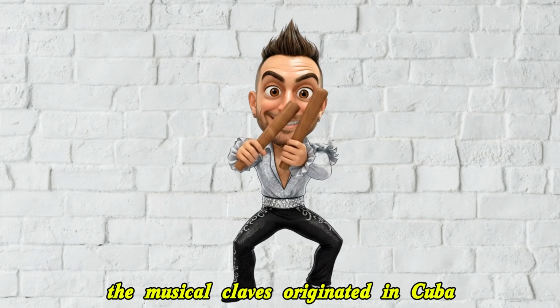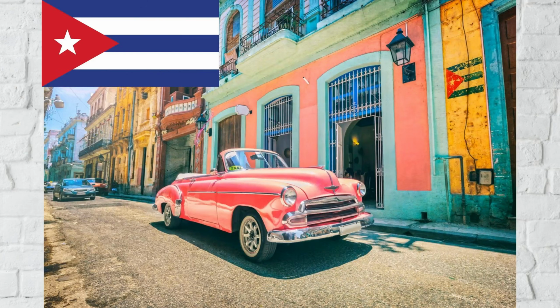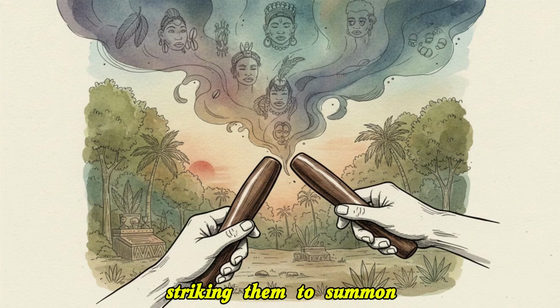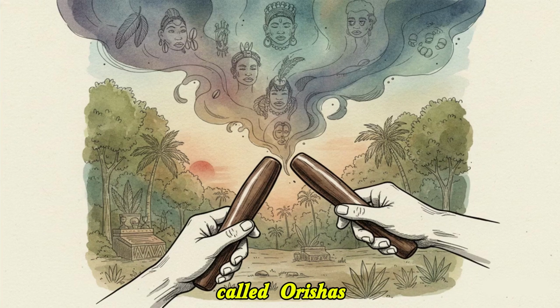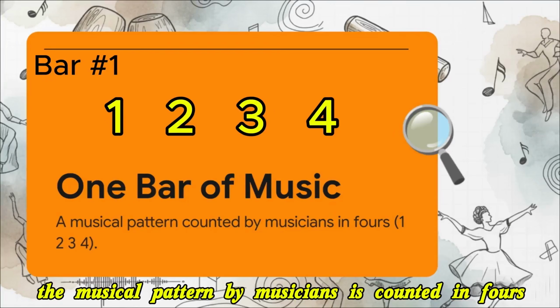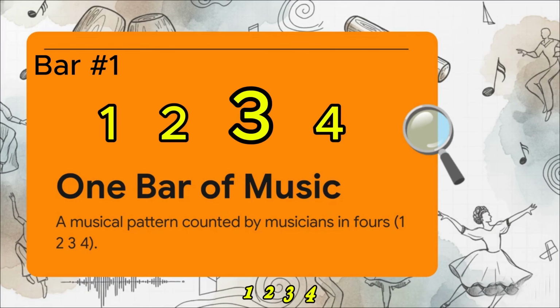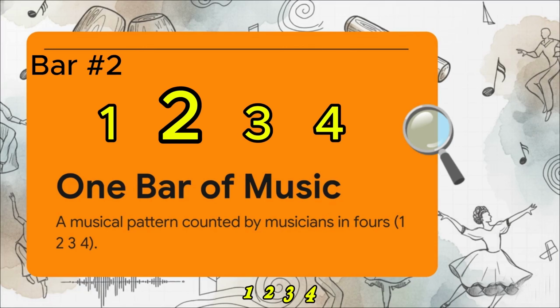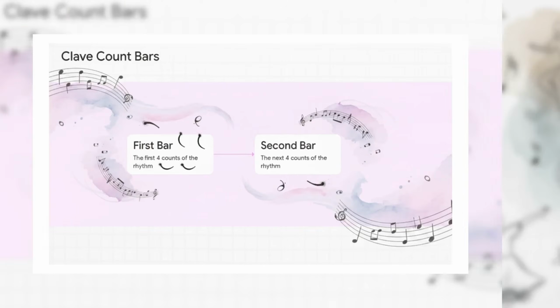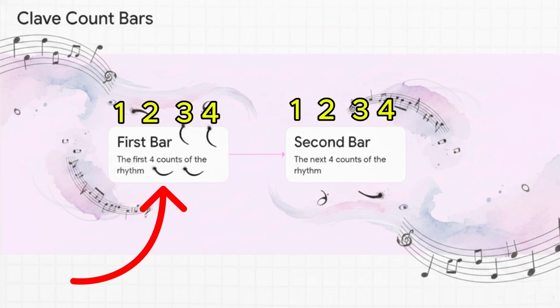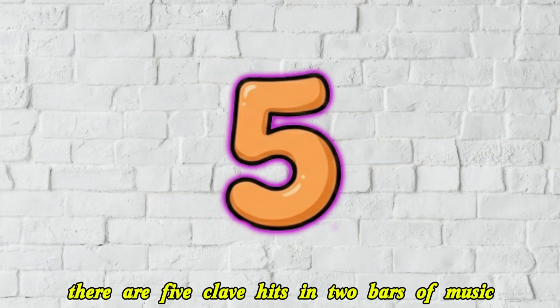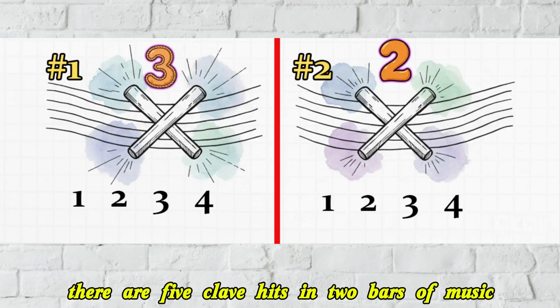The musical claves originated in Cuba, striking them to summon, honor, and communicate with ancestral spirits called orishas. The musical pattern by musicians is counted in fours. 1, 2, 3, 4. 1, 2, 3, 4. Four counts equals one bar of music. There are 5 clave hits in 2 bars of music.